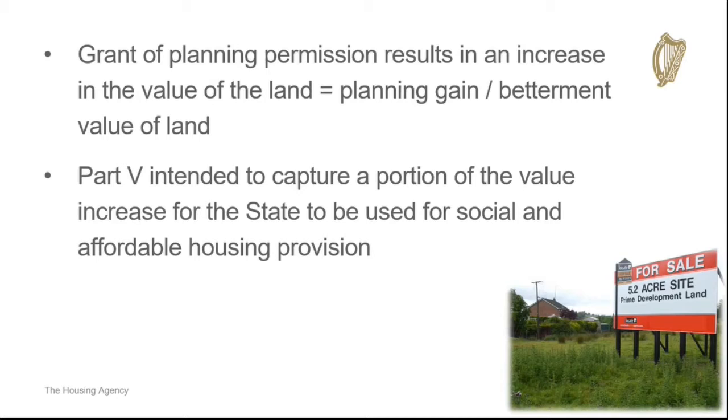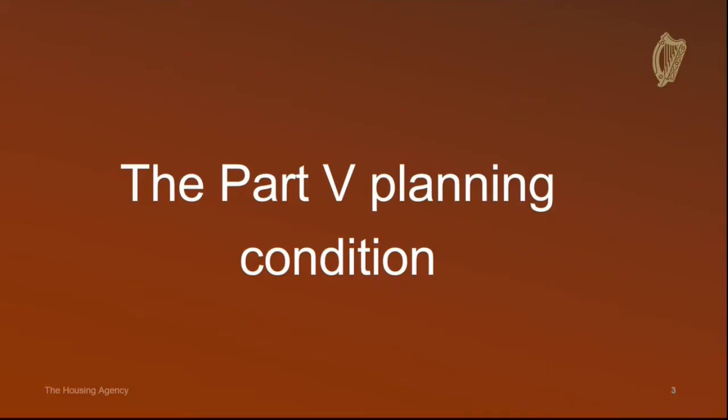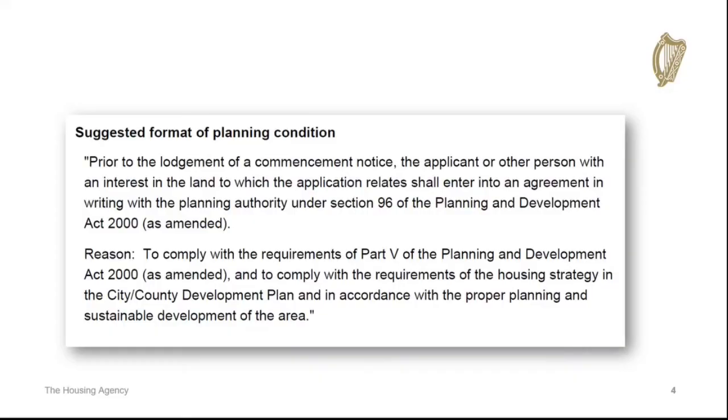Part 5 is intended to capture a portion of this value increase for the state and use it to deliver social and affordable housing in private developments. This is achieved through an agreement with the local authority to deliver land or housing. The local authority is required to include a Part 5 planning condition in grants of planning permission for all applicable developments. This planning condition requires the applicant for planning or the developer to enter into a Part 5 agreement with the local authority before lodging a commencement notice.